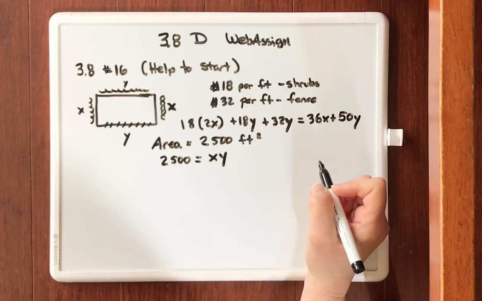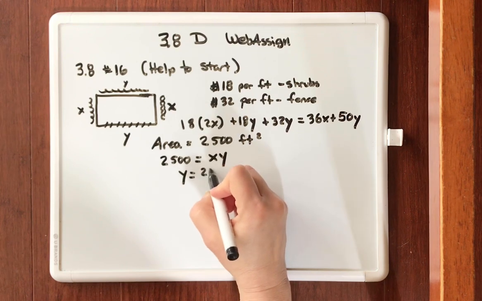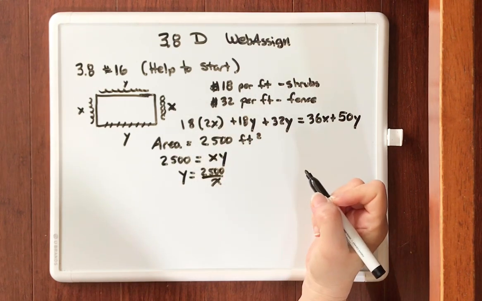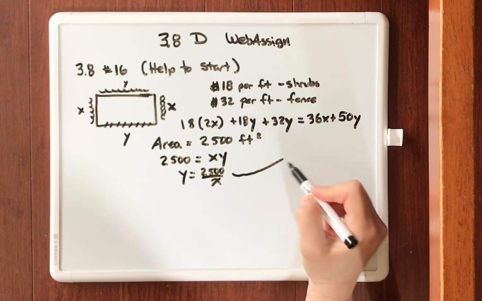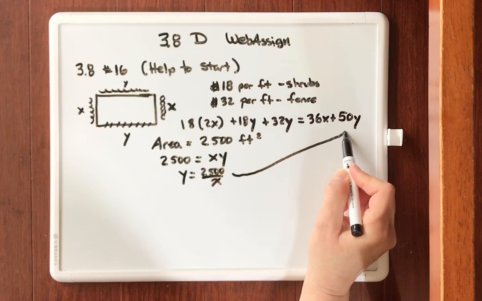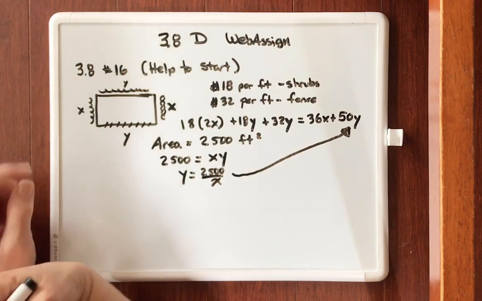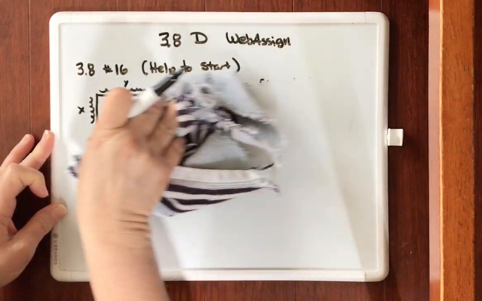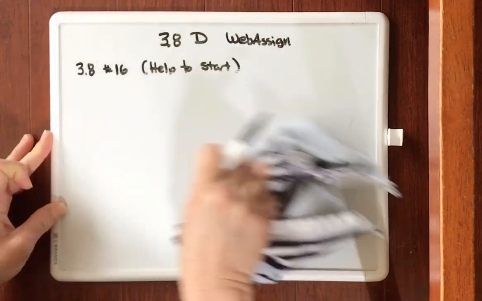All right, so what we're going to do is solve for Y. And then guess what we're going to do? Correct. We're going to put it into the cost function. Put that into the Y. Okay, so there's your little hint for that problem. I have another one. Again, these are just helps to get you started on the problem.